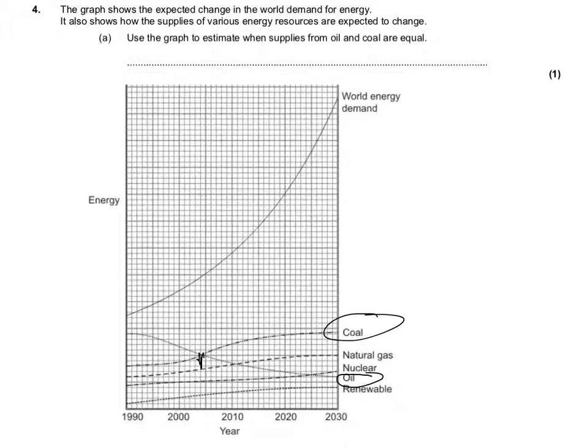And so they're going to be equal. As you can see, that's 2000 here and 2005 there, and it's in between. So that answer should be 2004. Give yourself a tick for that.